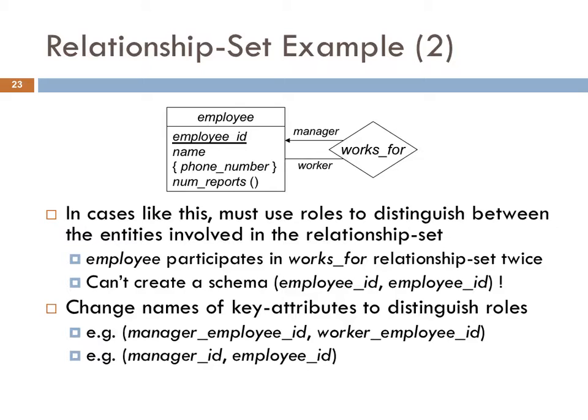You can see two options, manager employee ID, worker employee ID. I personally like that one a lot because it's easy to generate mechanically through a program, but it's also not particularly helpful if you're trying to handwrite this stuff. So manager ID, employee ID tends to be far more widely preferred. Okay? Any questions?